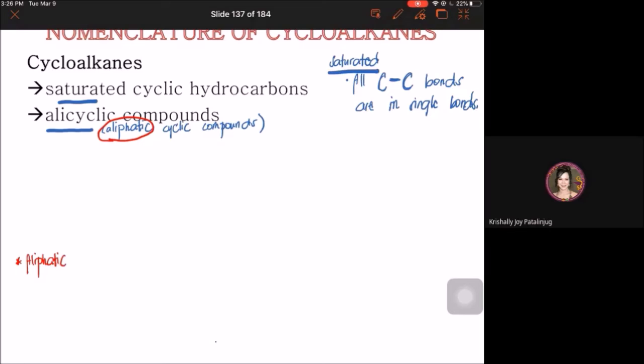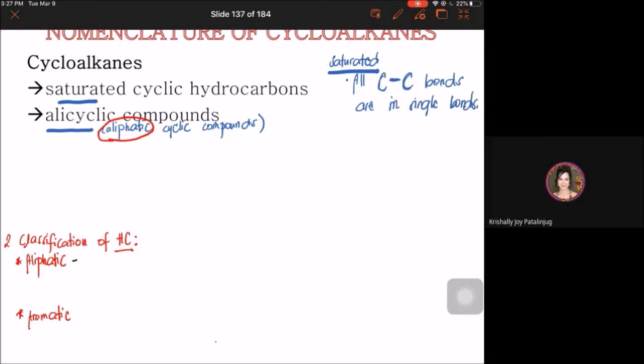In general, kasi there are two classification of hydrocarbon compounds. When you say hydrocarbon compounds, yung mismong compound solely puro hydrogen and carbon lang yung makikita natin. So meron tayong dalawang classification in general ng hydrocarbon. Una, aliphatic. We also have what we call aromatic.